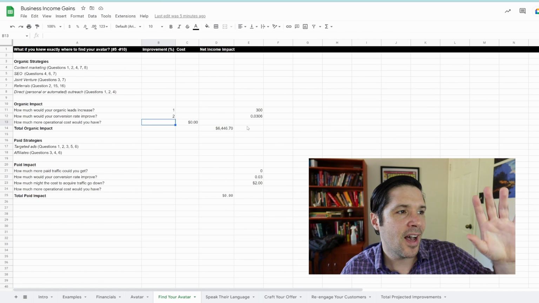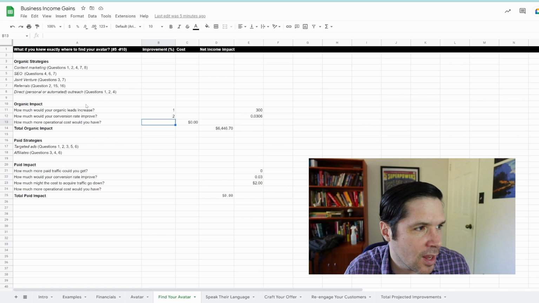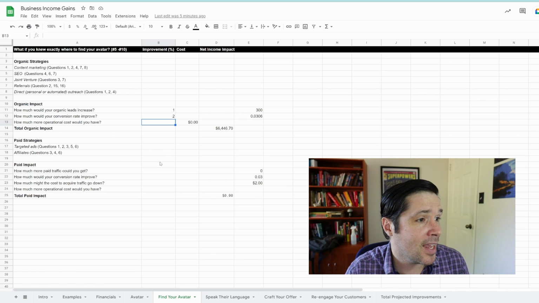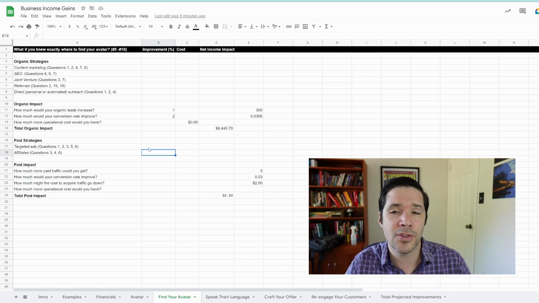So that is one example. I want to do another example. Let's take a paid example. So targeting ads is the biggest one, although there's also affiliates, right?